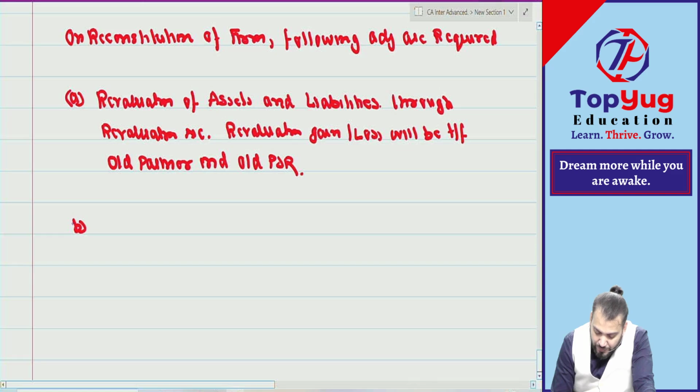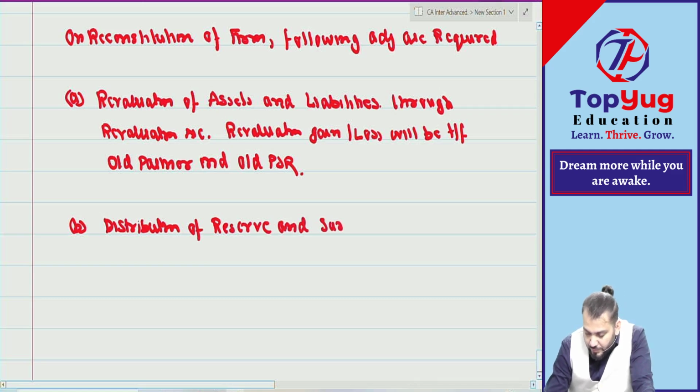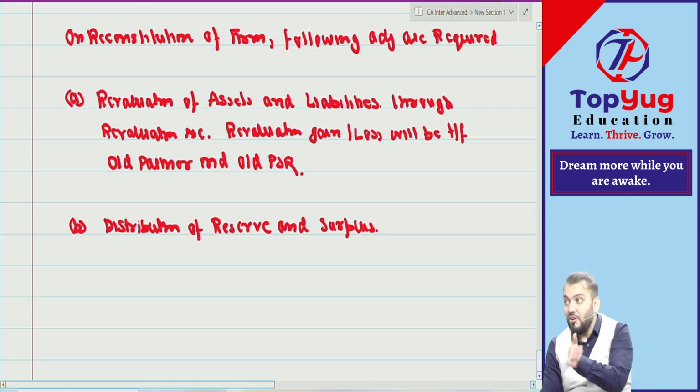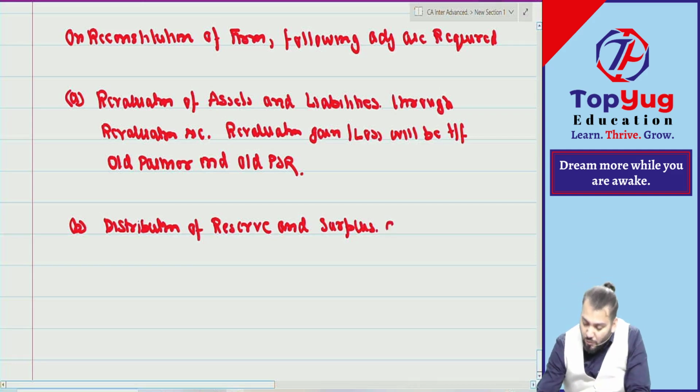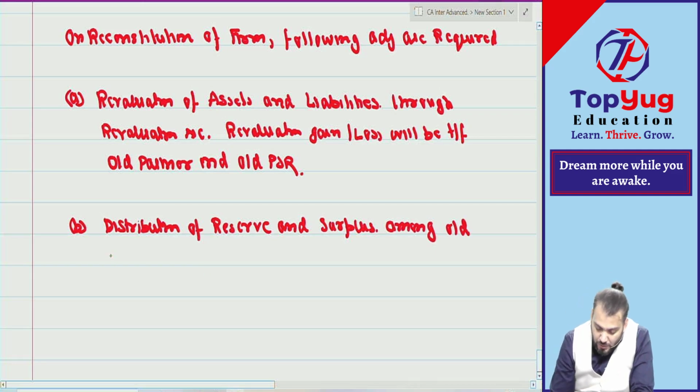Then point number B. Distribution of what? Distribution of reserve and surplus. The distribution of reserve and surplus on that date among what? Among all partners. Among all partners in old PSR.